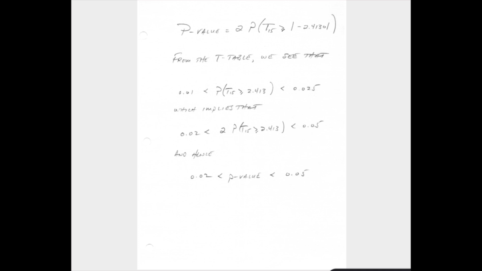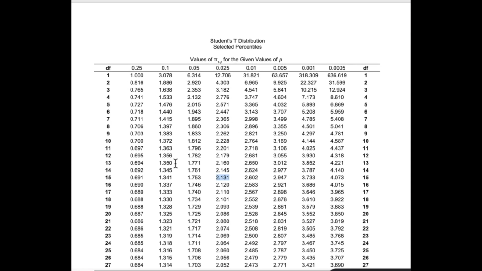Let's go back to the t-table. And so this is, again, we're dealing with the t-distribution with 15 degrees of freedom. Notice that we only have percentage points for a very small number of right tail probabilities.